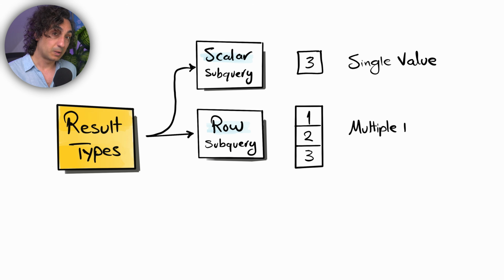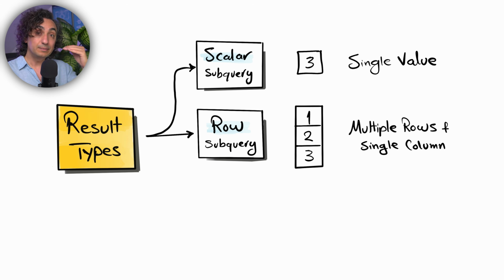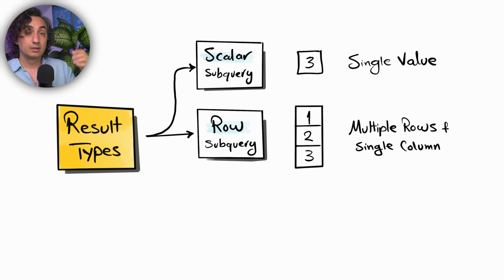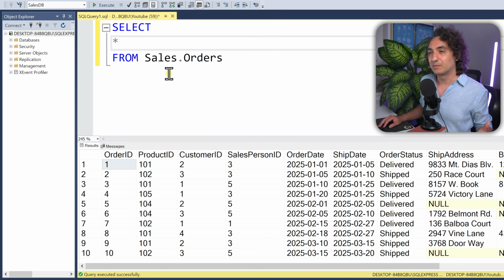So it is a subquery that's gonna return multiple rows and a single column. So we're gonna have like values 1, 2, 3. So it is only one column with multiple rows. Let's have an example for the row query.